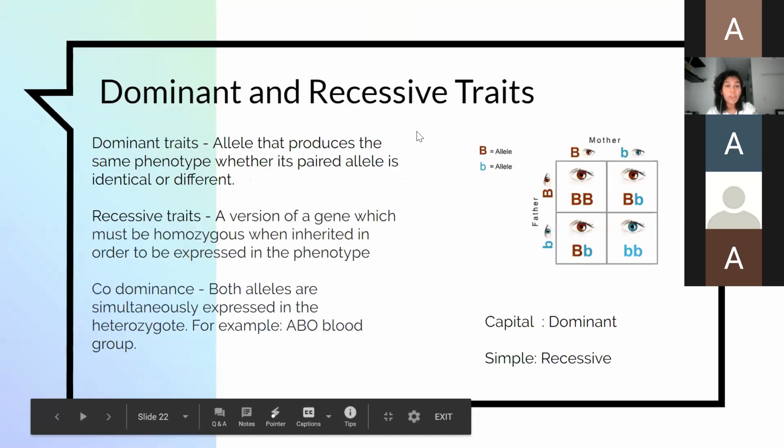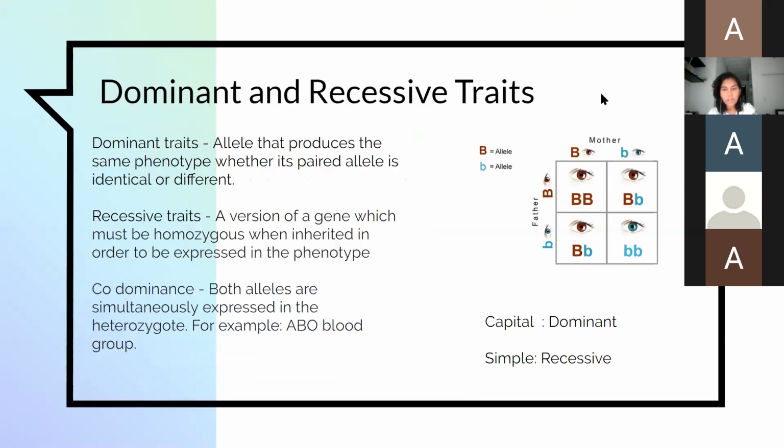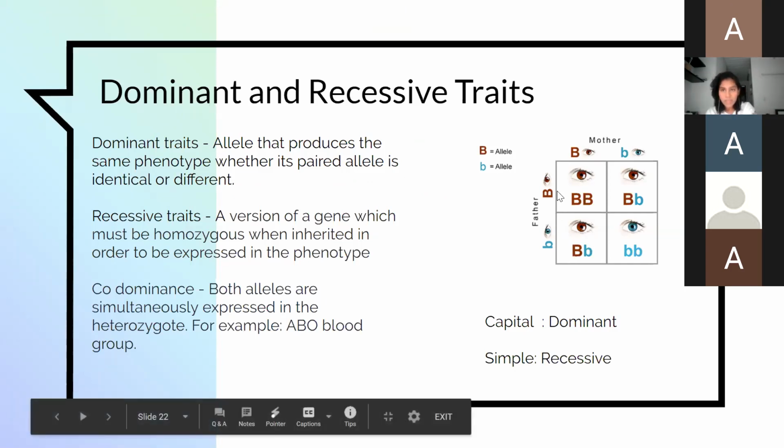And then dominant and recessive traits. So this is what I was talking about when it comes to alleles. Dominant traits are essentially alleles that produce the same phenotype regardless of whether it's homozygous or heterozygous, which means it's the dominant gene or the dominant allele. A recessive trait is a version of a gene that is only manifested physically when it's homozygous. So simple b, simple b. If you can see, capital B is brown eyes, simple b is blue eyes.